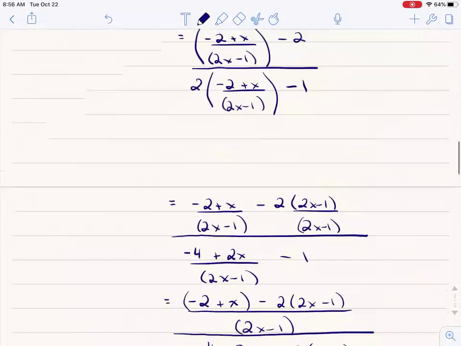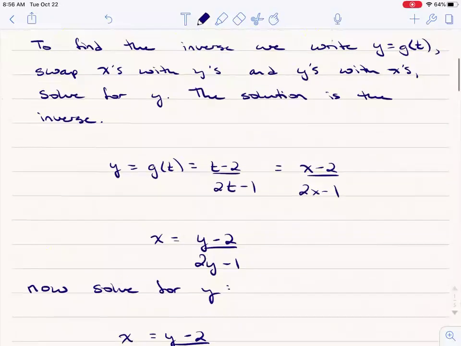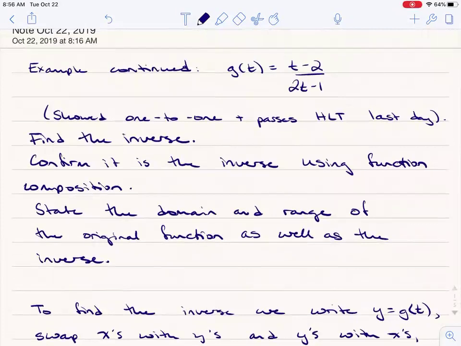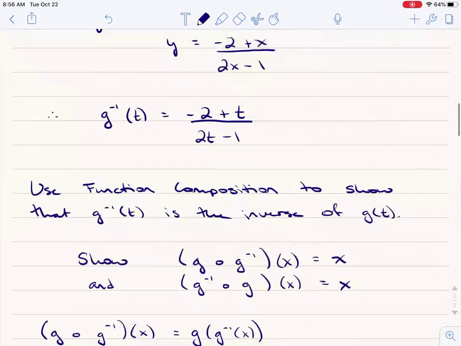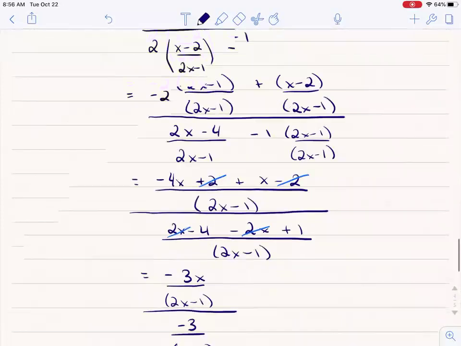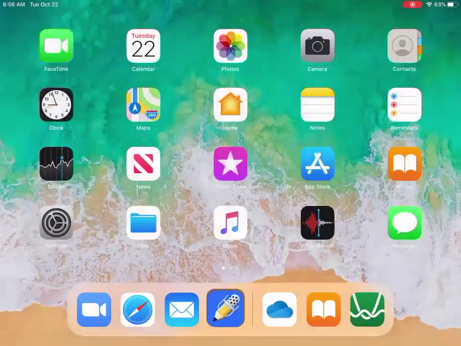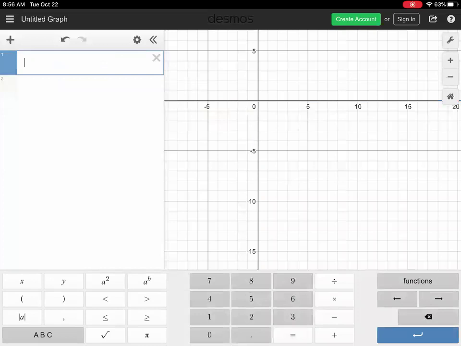Let me scroll way up to the rest of the question here. All right. Confirm it is the inverse using function composition. We did that. State the domain and range of the original function as well as the inverse. Let's check. Let's just graph these. Let's have a little Desmos break. How about that?